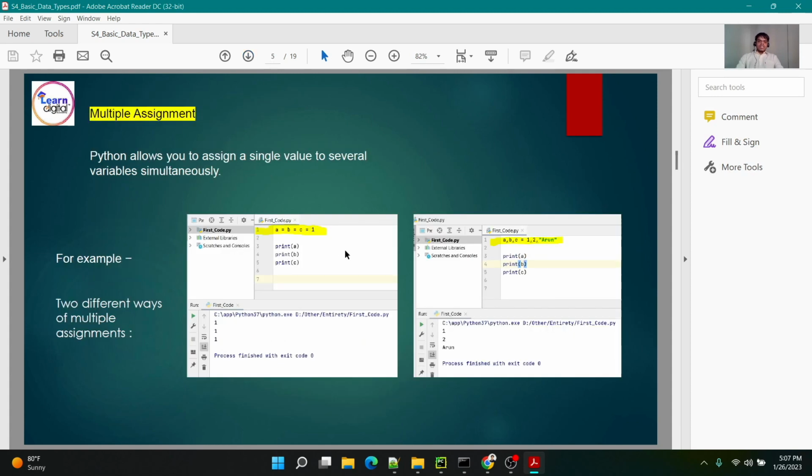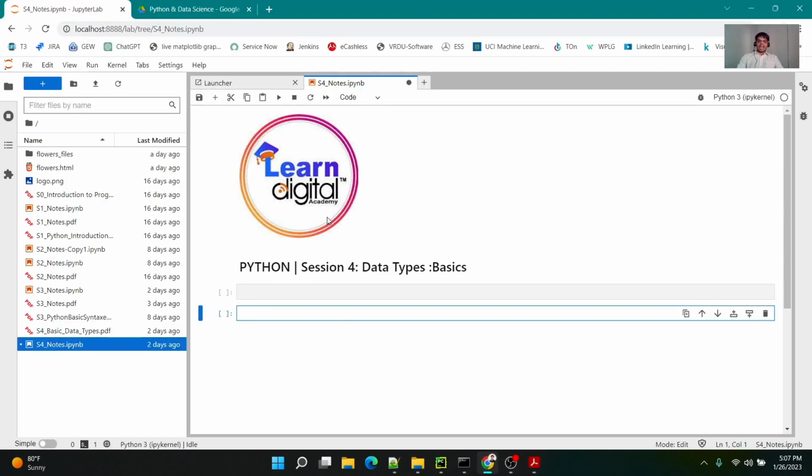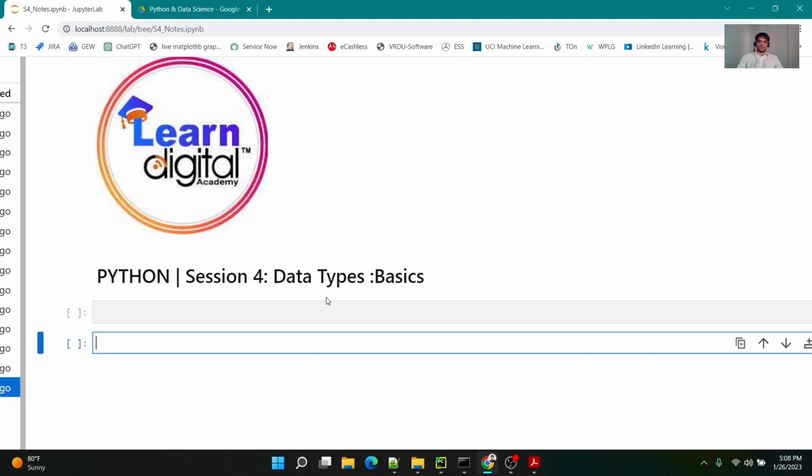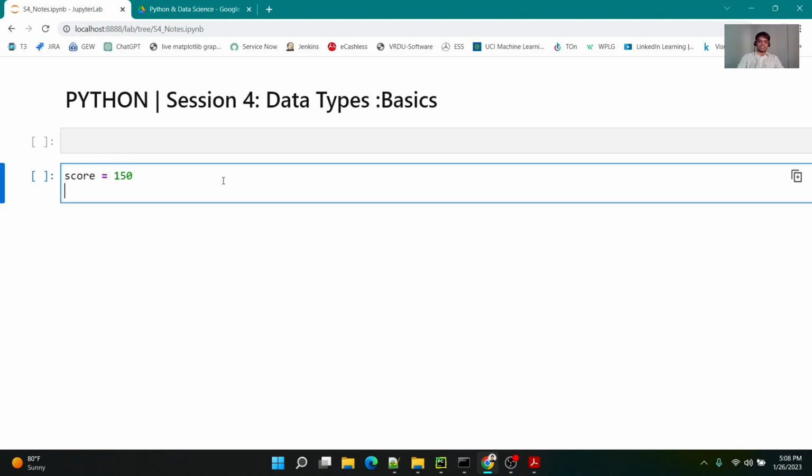Going forward, this particular slide tells you how to do multiple assignments. When I say multiple assignments, all this while I have been assigning values in this particular format, right? Say I am creating a storage, a variable that goes by the name score, and I'm storing 150 in this variable. In the next line, I would write player name, in which I'm storing, say, Sachin.